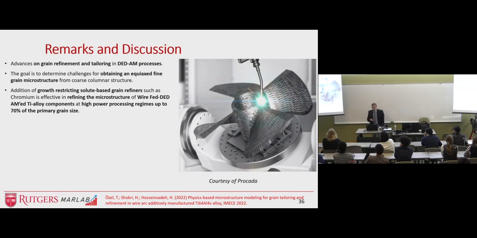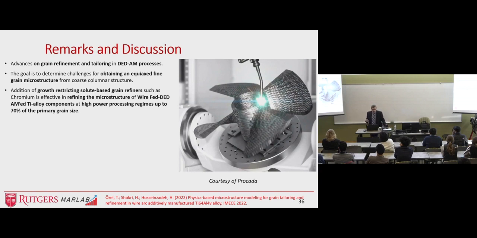You will be seeing more and more of them. They're better than the wire arc directed energy deposition machines. And grain refinement and tailoring is important in directed energy deposition AM, metal AM processes, because we want to obtain equiaxed fine grain microstructure, especially titanium, nickel alloys that go in the aircraft, aerospace applications.